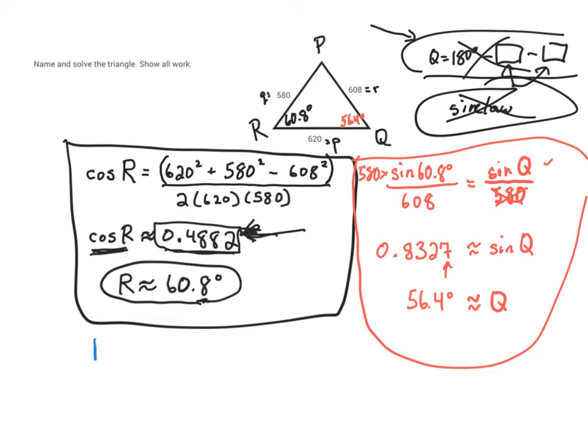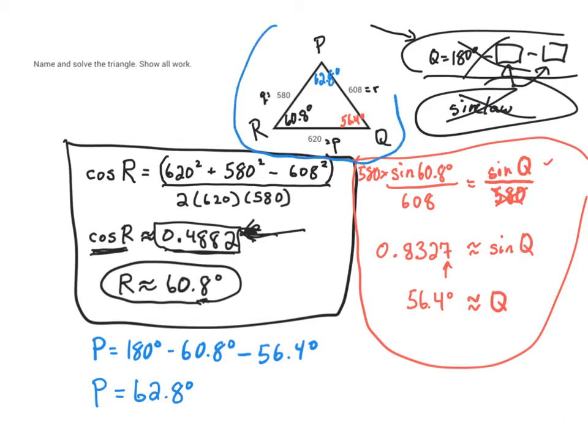All right, so let's do it. This is P we're looking for, and that equals 180 degrees minus 60.8 degrees minus 56.4 degrees. And that, my friends, is equal to 62.8 degrees, which is P, 62.8 degrees. And we now know all angles and all sides. That means we solved the triangle.